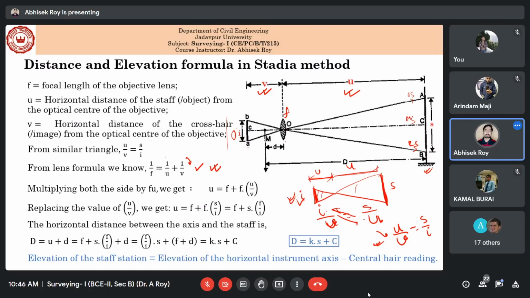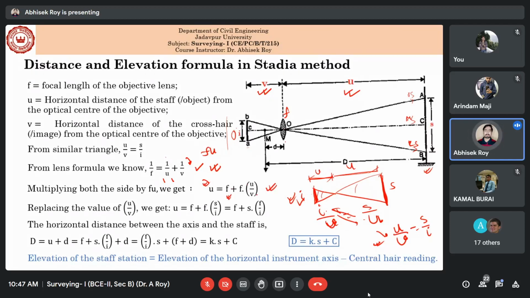Now we will come to the lens equation, that is 1 by F is equal to 1 by U plus 1 by V. In this equation, if you multiply the left hand and right hand sides both by FU, then on the left hand side, 1 by F times FU, F will cancel out, U will be there only. Similarly, on the right hand side, 1 by U times FU, U will cancel out, F will be only there, and when you multiply 1 by V by FU, it will be simply F into U by V.